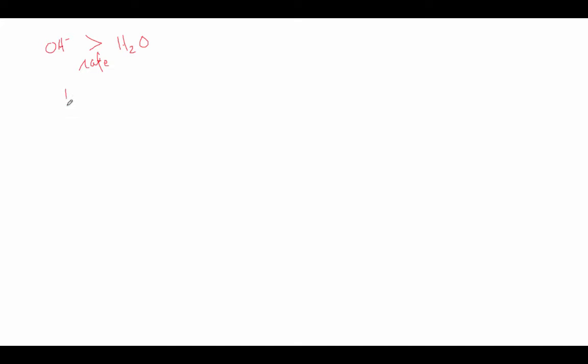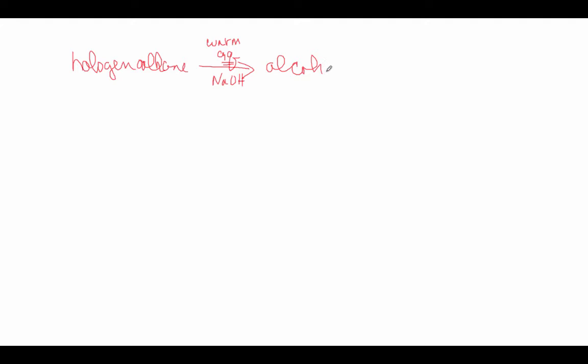Halogenoalkane. If I put that in a solution of warm aqueous sodium hydroxide, the aqueous is the key part, I'm going to make an alcohol.